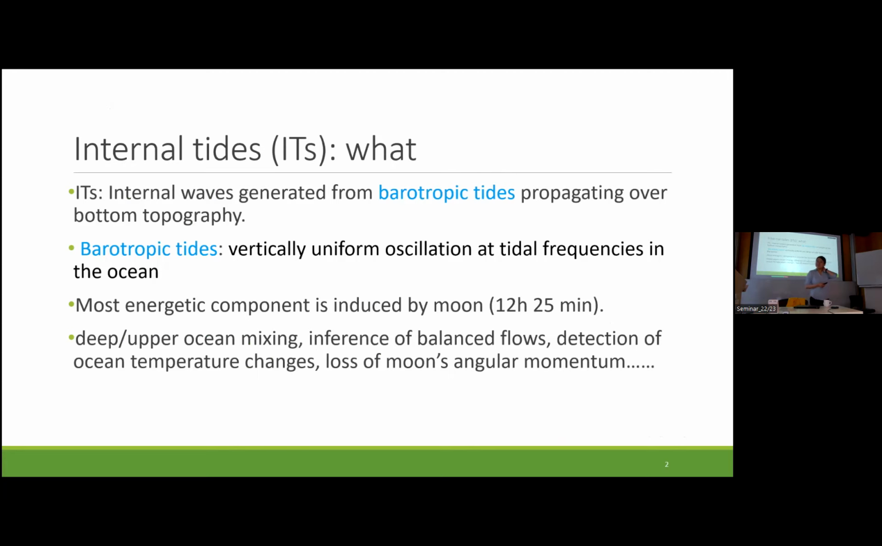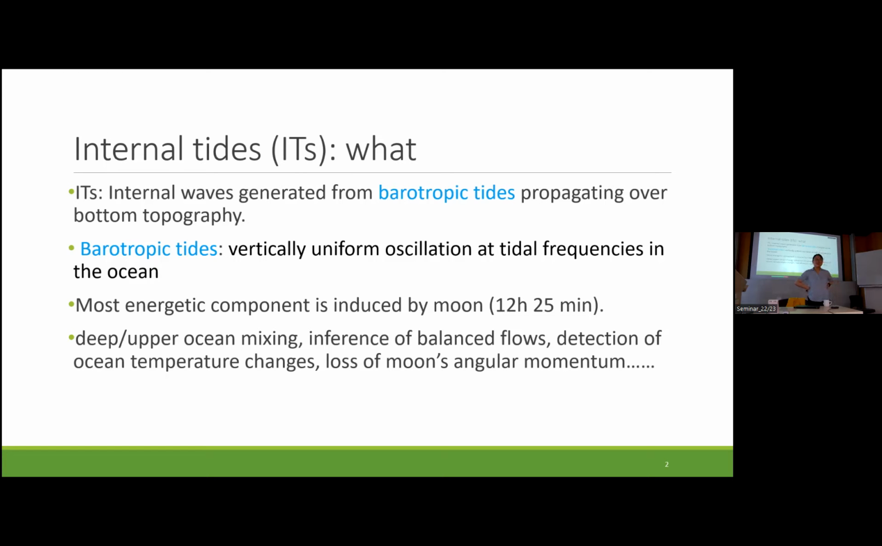So gentle reminder, what are the internal tides that we are trying to extract? They are internal waves generated from barotropic tides that are propagating over bottom topography in the ocean. And here, the barotropic tides refer to a somewhat boring kind of internal tides that are vertically uniform, and they are oscillating at the tidal frequencies in the ocean, and they are induced by the astronomical forces such as the moon and the sun. And the most energetic components of these tides are induced by the moon at the period of around 12 hours.